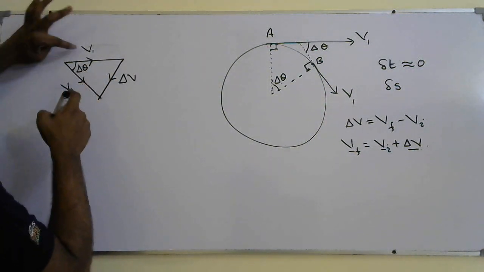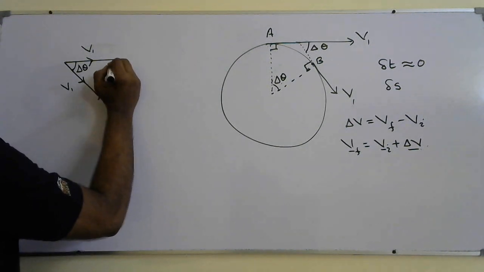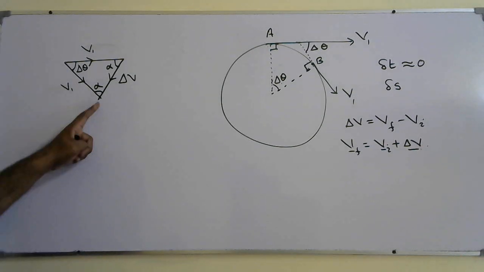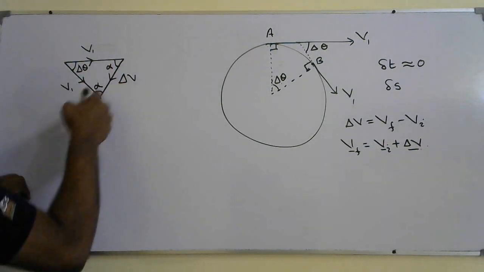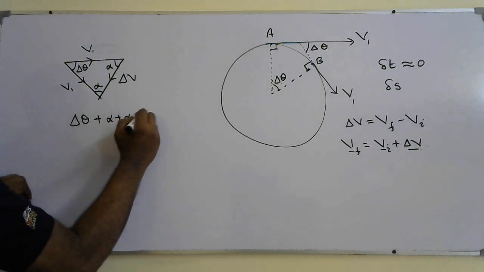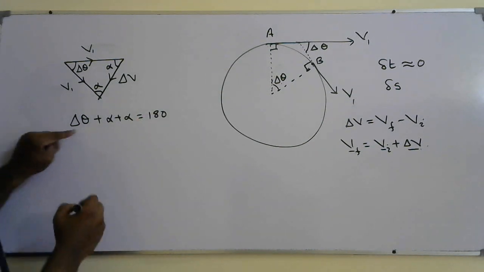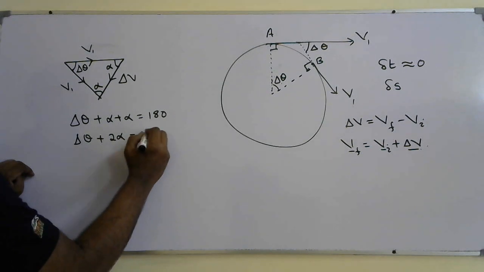So this is V1, which means these two will have the same angle alpha, because in this triangle these two sides are the same length. So we know that in this triangle delta theta plus alpha equals 180. So that is delta theta plus 2 alpha equals 180.